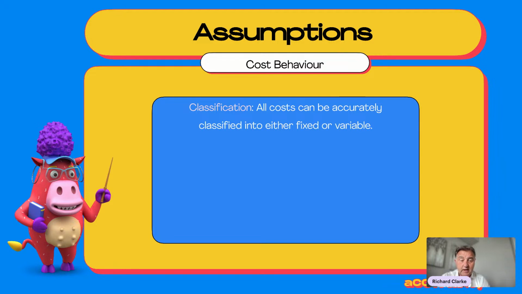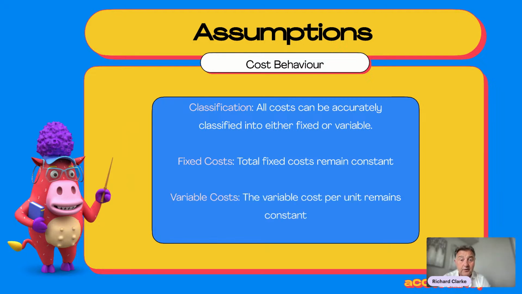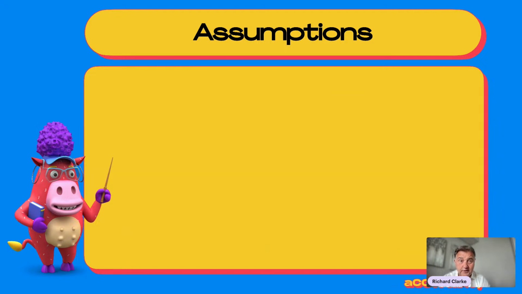So the words would say, look, what this is assuming is that all costs can be accurately classified into either fixed or variable. And sometimes you think of your telephone contract and things like that, it's not always possible. Another thing we need to be aware of is it presumes that total fixed costs remain constant. Well, they don't remain constant. The more volume you have, often the fixed costs go up, don't they? Variable cost, the total variable cost per unit remains constant, and often it doesn't because of technology and efficiencies.